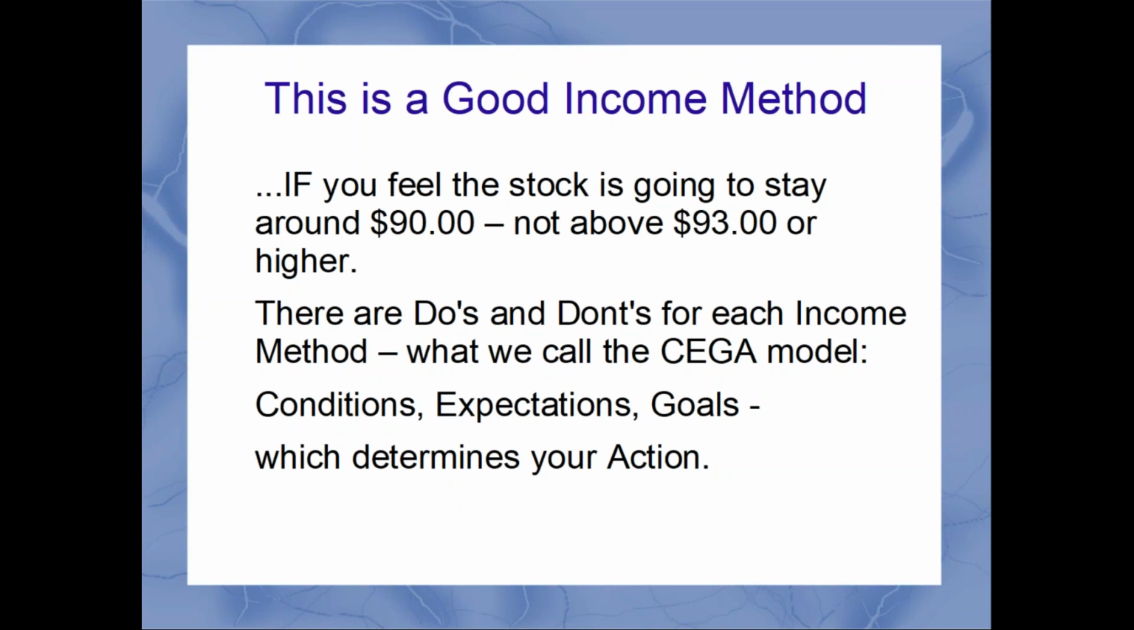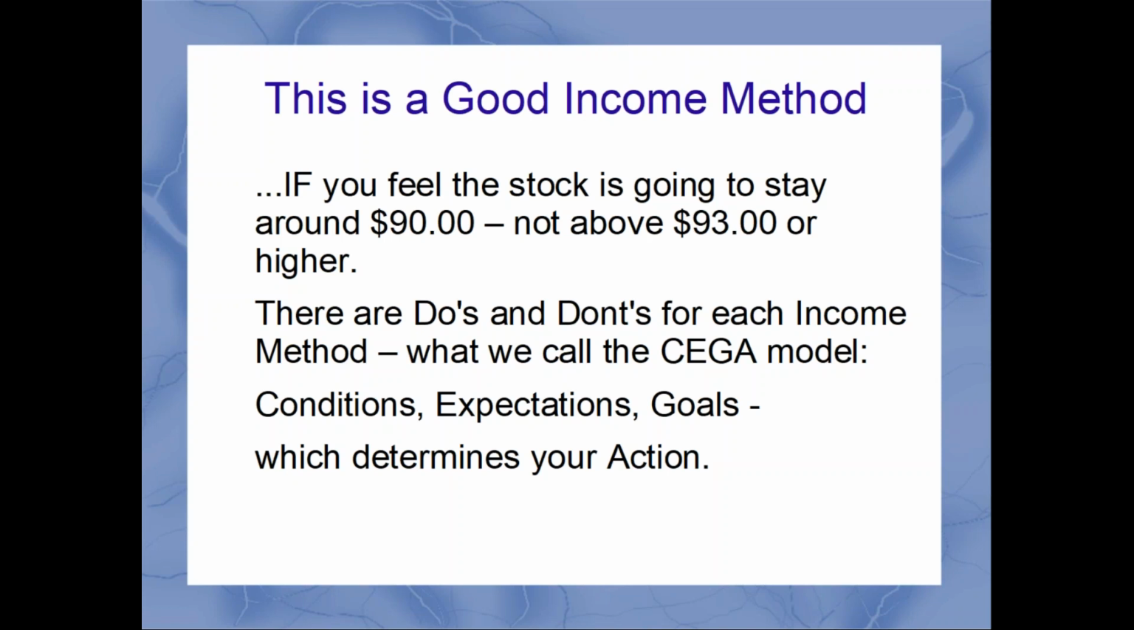There are do's and don'ts for each income method that we discussed, and it's what we call the SIGA model. When I reach a point where I want to decide if it is time to do an adjustment on one of my radioactive trades, I consider the SIGA model. What are the current conditions? What are my expectations going forward? And what are my goals for the trade? That may come down to generating income right now, longer-term growth, or a certain target that I might have.